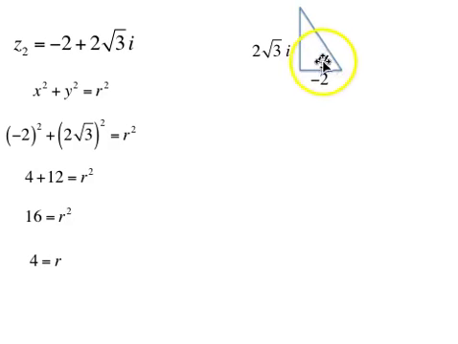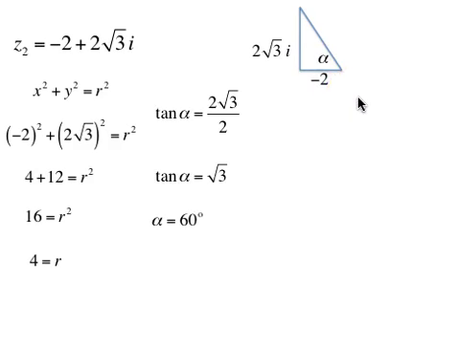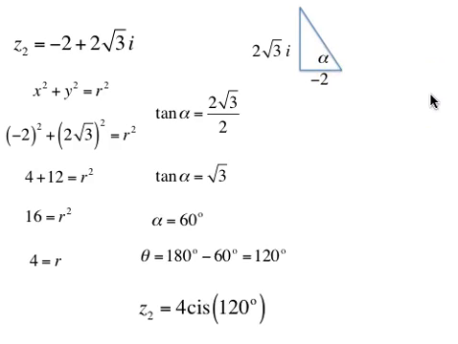I'm going to find alpha, but remember I really want theta measured from the positive x-axis, which should be back that way. But looking at this, the tangent of alpha is 2 root 3 over 2, the length there is 2. So tangent of alpha is root 3, which would mean alpha is 60 degrees. Theta, measured from the positive x-axis, would be 180 minus 60 degrees, or 120. So we get z2 is 4 cis 120 degrees, 4 times cos 120 degrees plus i times the sine of 120 degrees is the formal version for that.